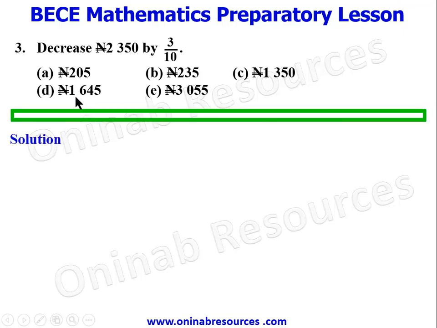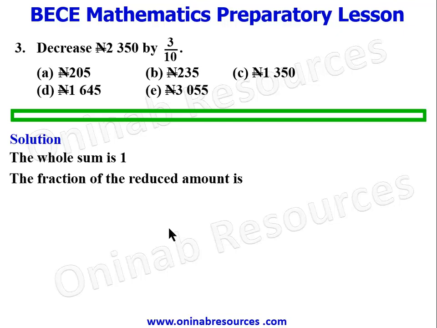So in our solution, we have 2 ways of solving this problem. We can calculate 3 over 10 of 2,350, then deduct our result from 2,350, or we go holistically by fraction, and the whole sum is 1 by fraction, and the fraction of the reduced amount or decreased amount will be 1 minus the decreased fraction, which is 1 minus 3 over 10. And the method of subtracting fraction from 1 is just find the difference of the numerator and denominator, then maintain the denominator. So here we say 10 minus 3 gives 7, and we have our answer as 7 over 10.